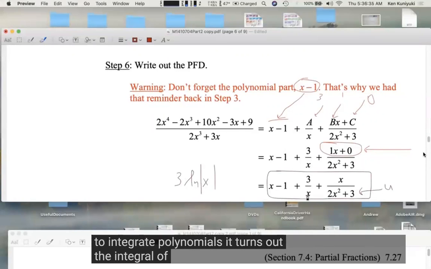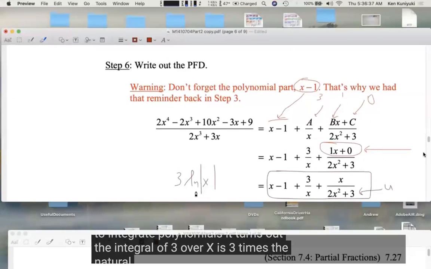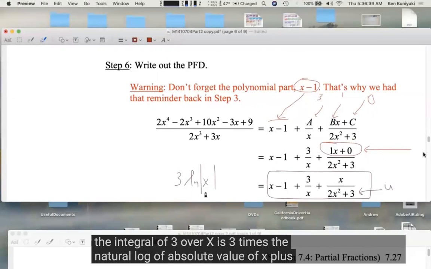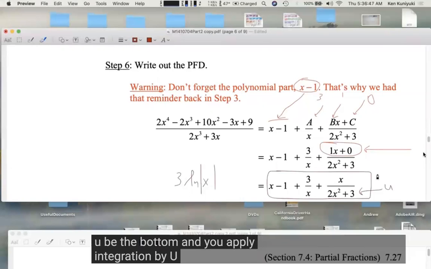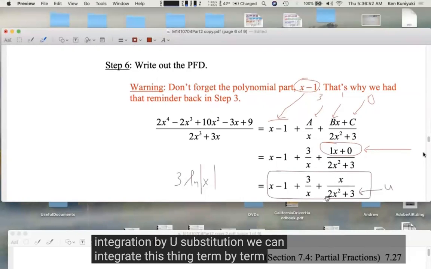It turns out the integral of 3 over x is 3 times the natural log of the absolute value of x plus a constant. And then when you integrate this fraction here, you do a u sub. You let u be the bottom, and you apply integration by u substitution. We can integrate this thing term by term.